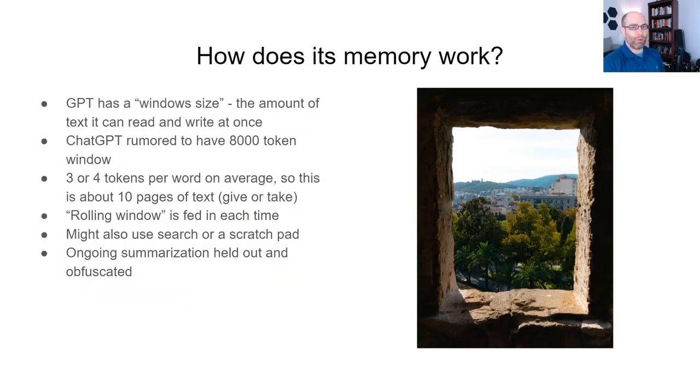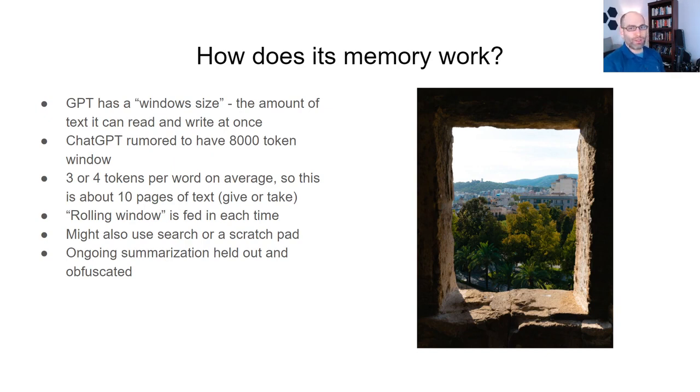Now, how does its memory work? Because one of the most remarkable things about ChatGPT is that you can have pretty long conversations with it, and it seems like it has a pretty long memory. This is one of the things that makes it very powerful. So one thing to know about GPT technologies is that it has a window size. And so the window size is the total amount of text that it can read and generate. So for instance, Text DaVinci 03, one of the larger models right now, has a window size of 4,000 tokens. ChatGPT is rumored to have a token window size of 8,000 tokens.